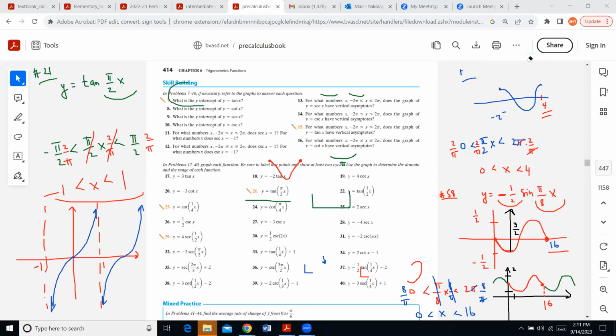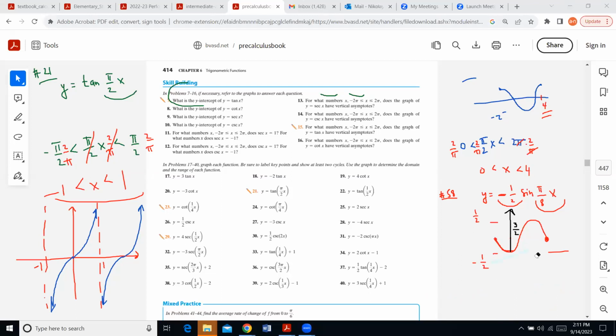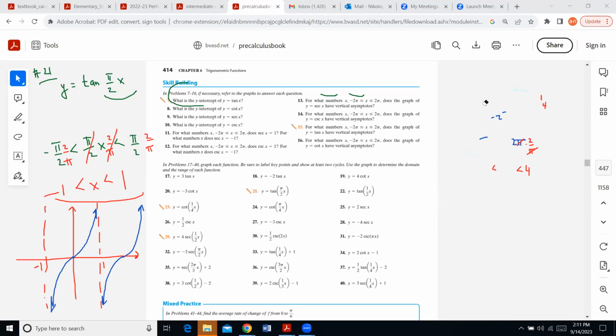Again, the graph has only pi as a period, not 2 pi as in the original case. And then we just want to isolate x in the center, and that will take care of it. So graphing tangents, they have those vertical asymptotes. I just saw another one here, exercise number 37.